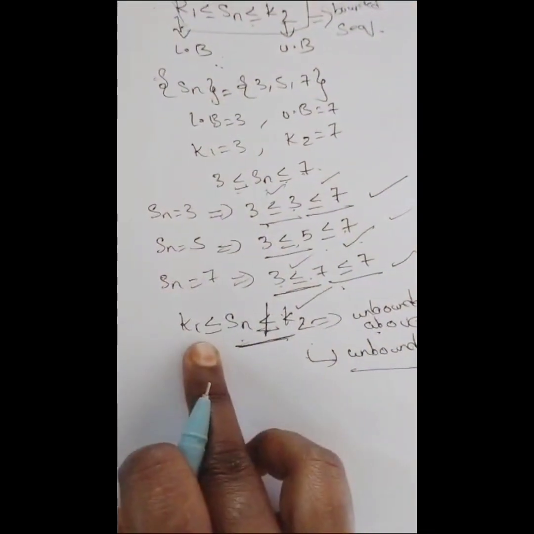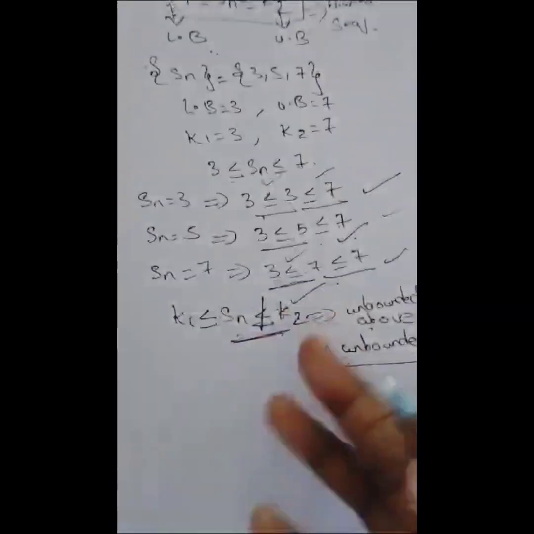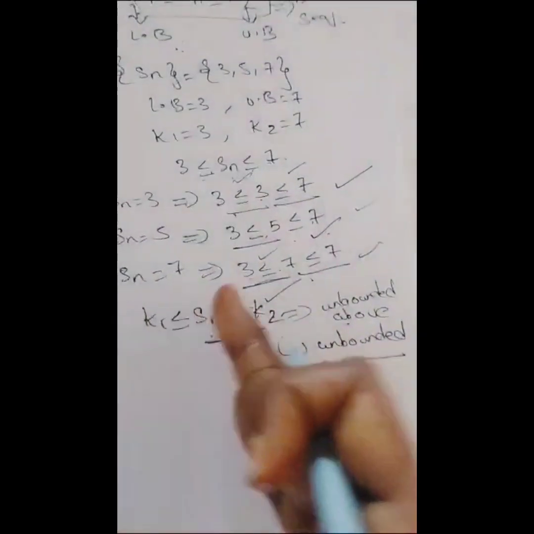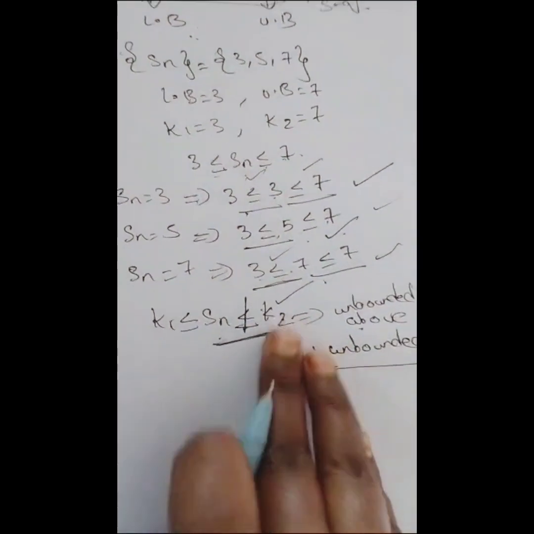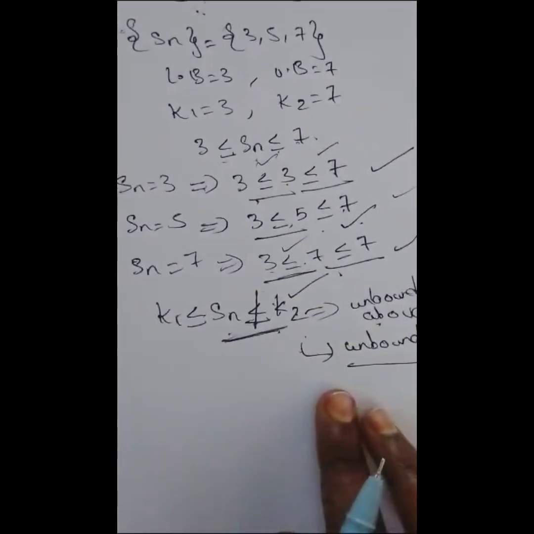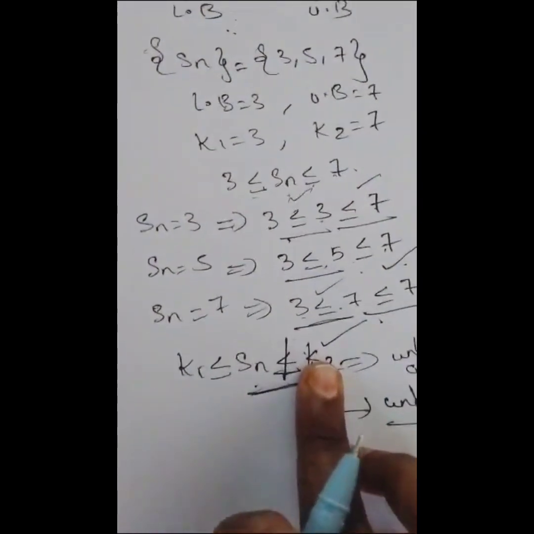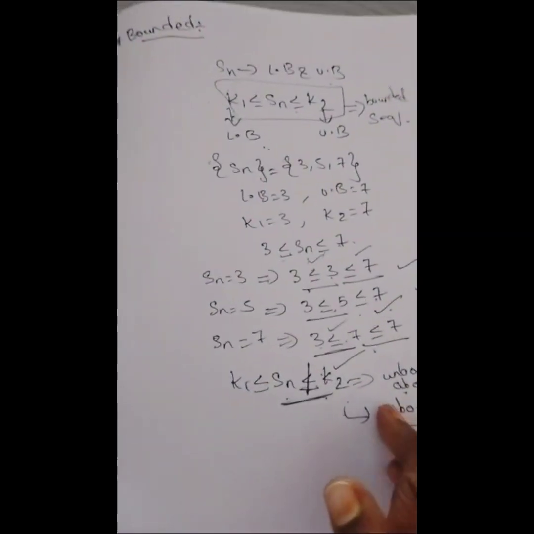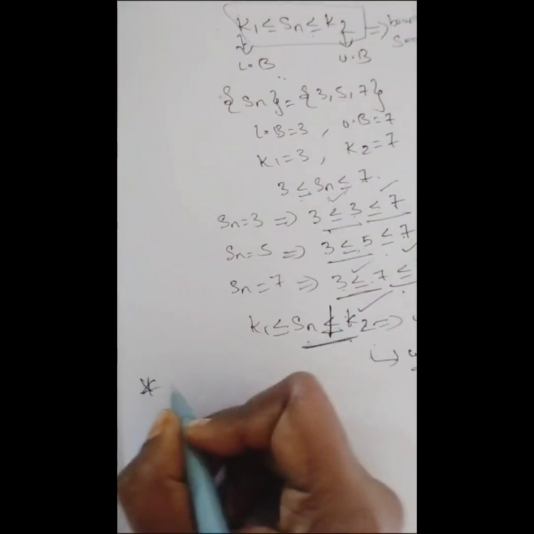Similarly, if the lower bound fails, then we call the sequence unbounded below, and even though the upper bound exists, we call the sequence an unbounded sequence. So overall you can say if one condition fails, the sequence is unbounded. So this is about boundedness of a sequence. Next we'll see the oscillating sequence.